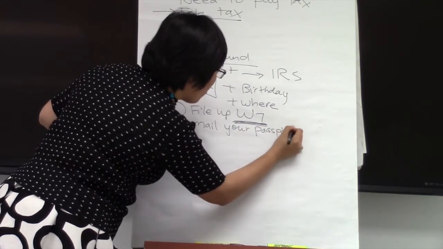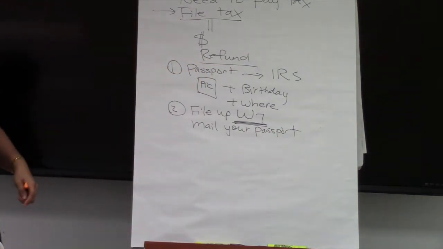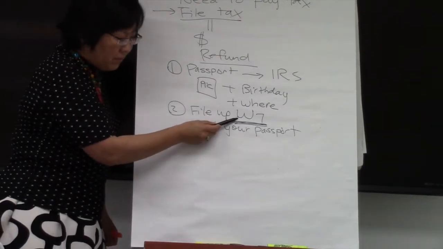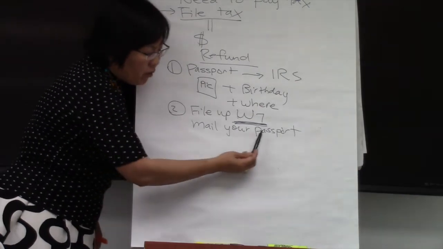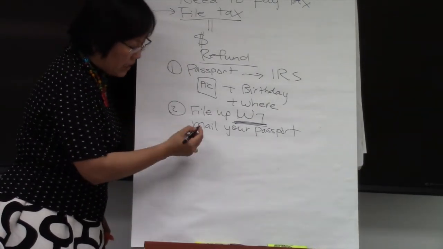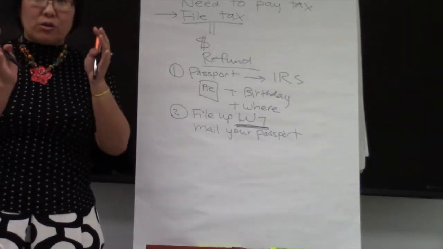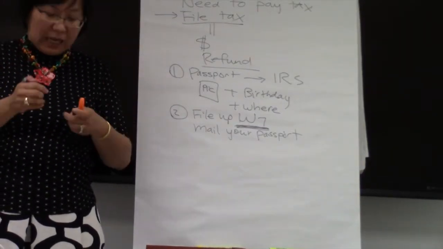So if you say, well, I don't like to go to IRS, I just want to do it by mail. You can fill out this form and make a photocopy. Oh, actually, no, I'm saying it wrong. Mail your original passport. It needs to go with your W7 to IRS, okay?